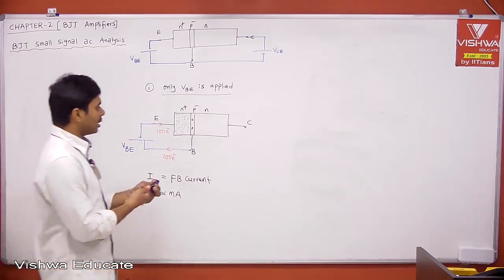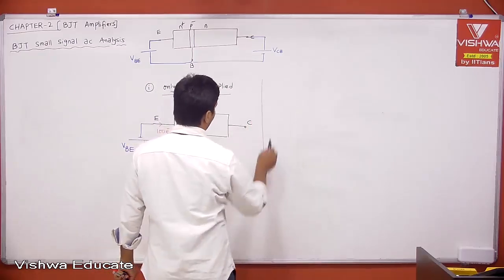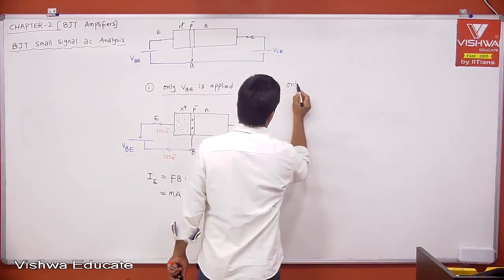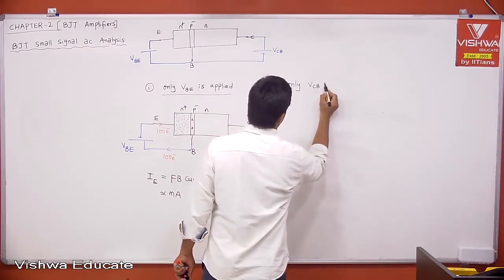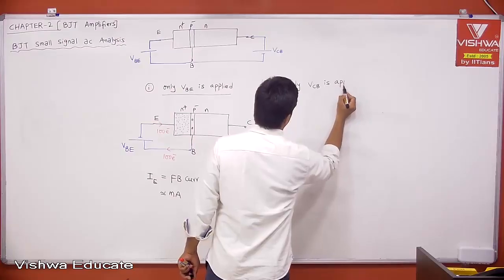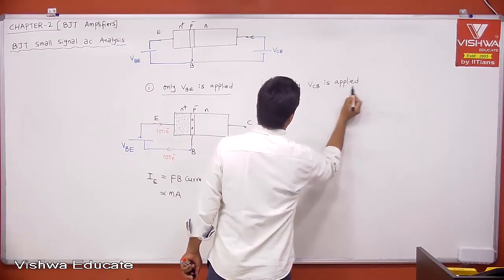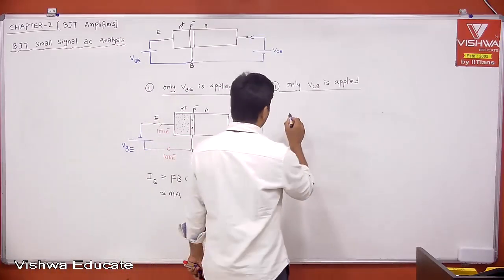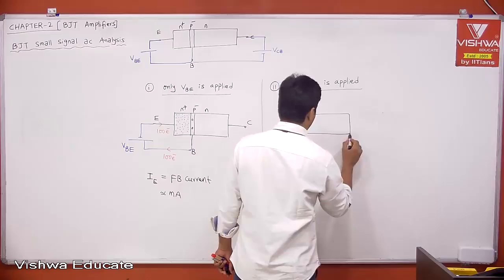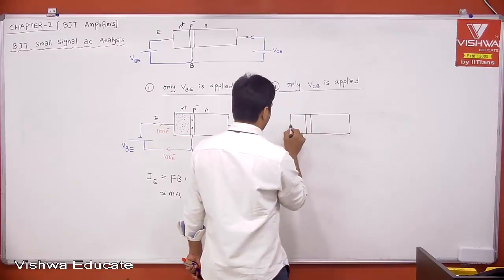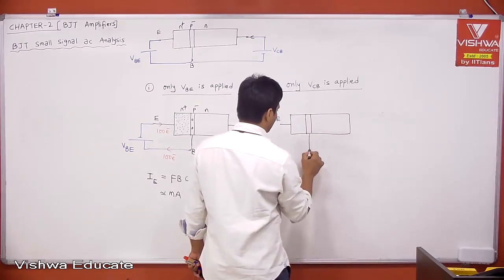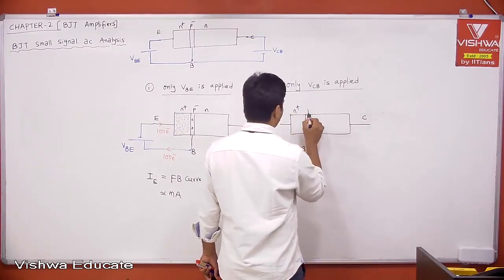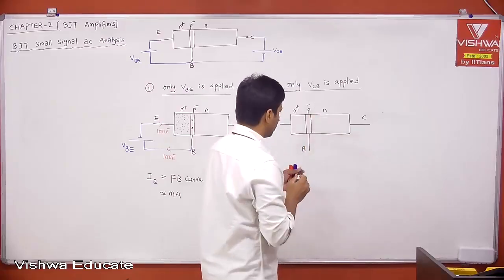Okay, done. Don't write. Now case 2. What is case 2? Only VCB is applied. When you say only VCB is applied, now the same structure, this is emitter, this is base, this is collector, N plus P minus N.